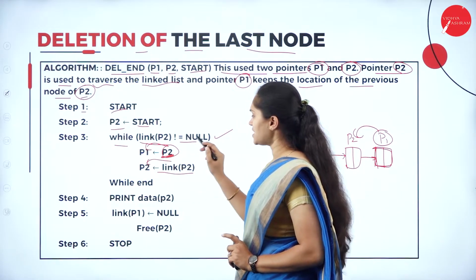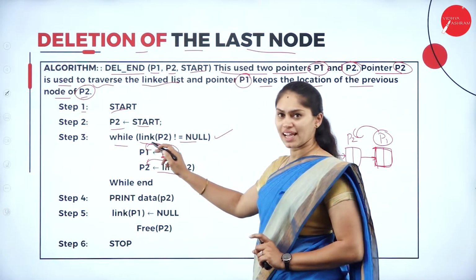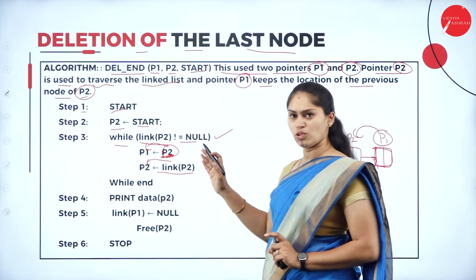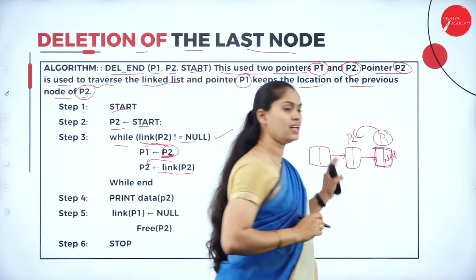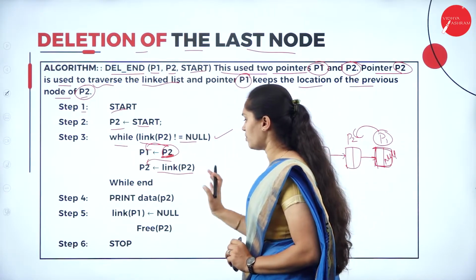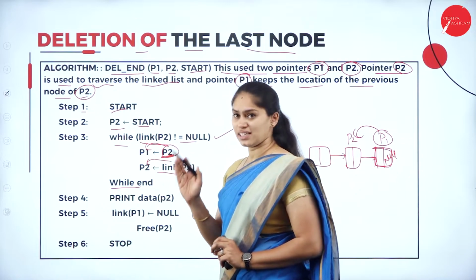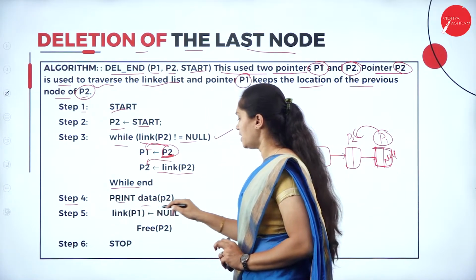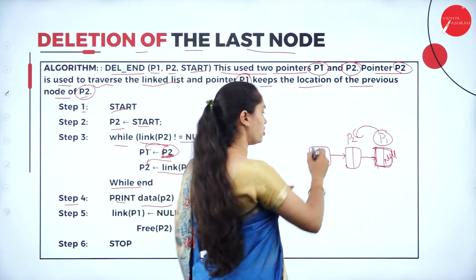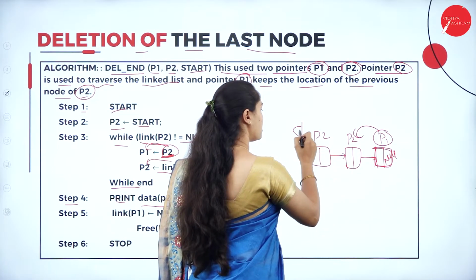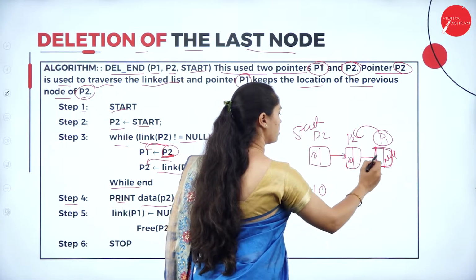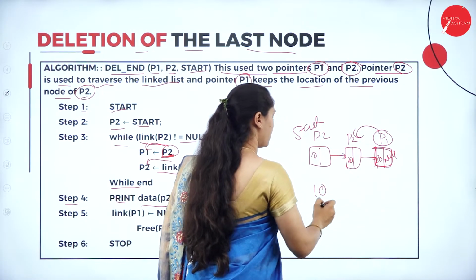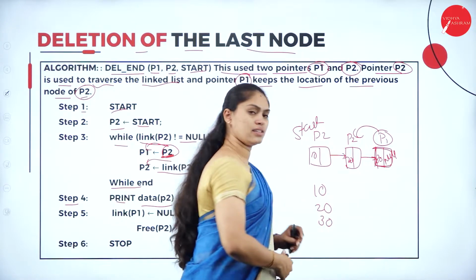So if this condition becomes false, if the link of P2 is equal to null, if it is at the last node, at that time what do we have to do? We have to end that while. Otherwise, print data of P2. So if P2 is starting from the start, then I am going to display the data as 10, then 20, then 30.